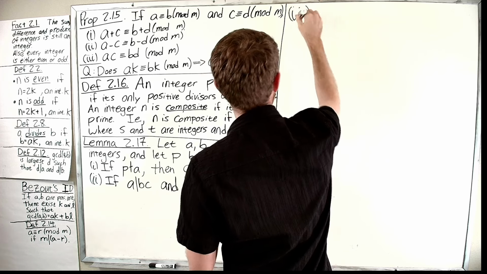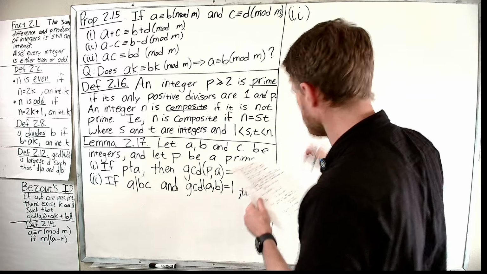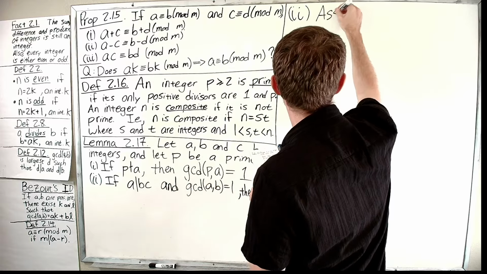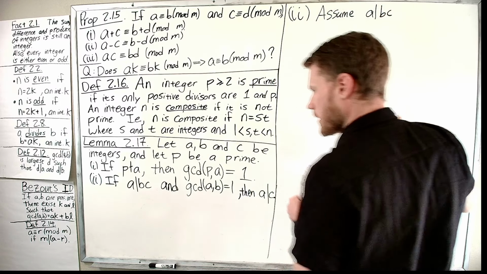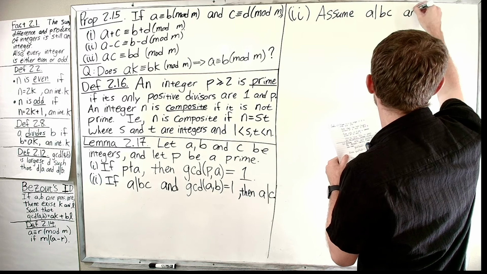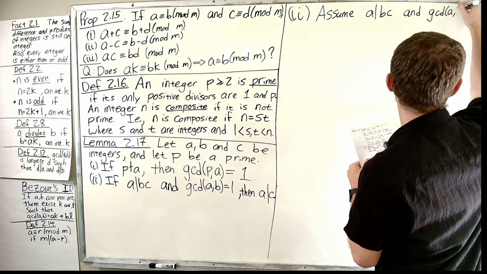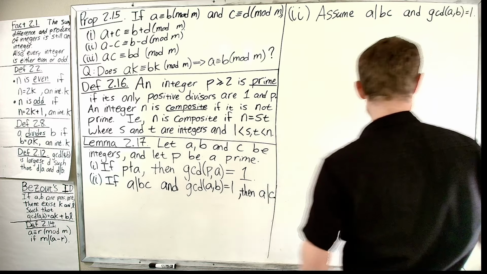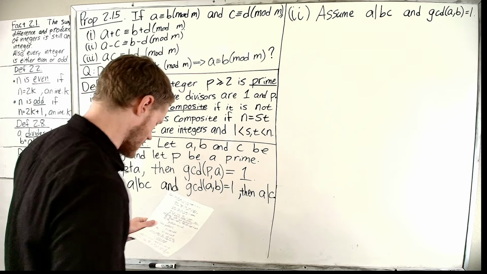Nevertheless. Okay, so part 2. How do we prove that if A divides BC, let's assume that, and the GCD of A and B equals 1, somehow we want to get down to the point that A divides C?